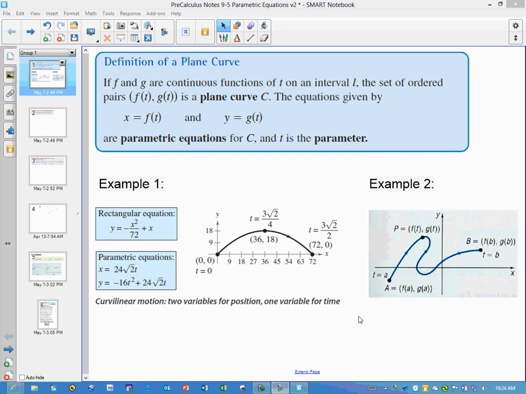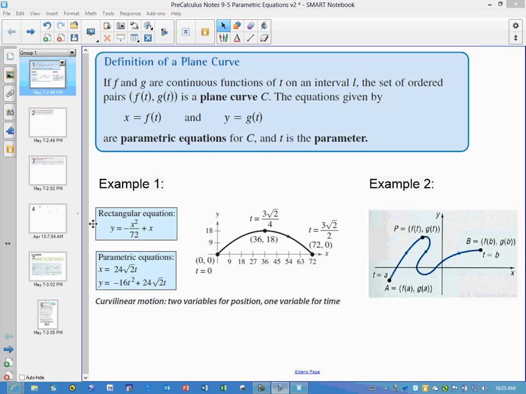Hello, this is Mr. P, and today we're going to talk about parametric equations. Parametric equations are going to be a little different from the rectangular equations that we've been dealing with, because up till now, rectangular equations have been basically of the form y equals a function of x.